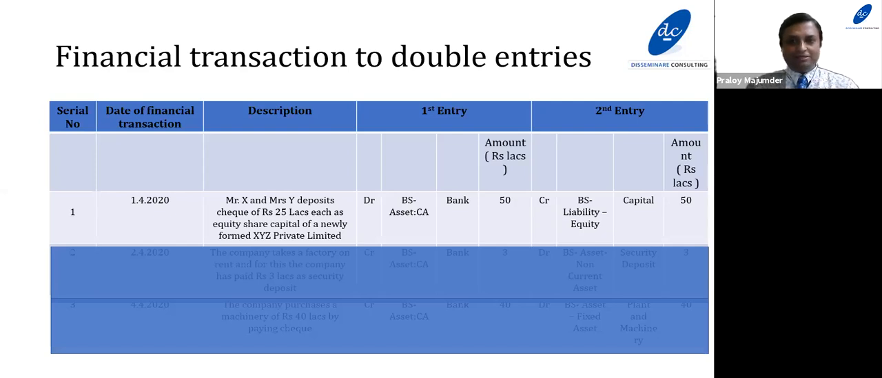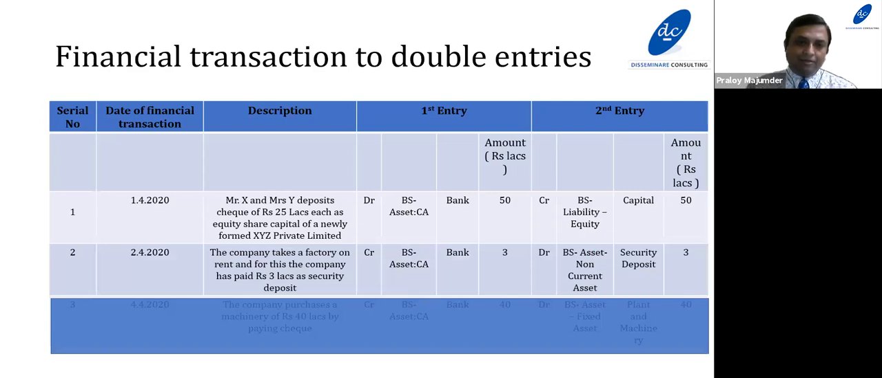Why 25 lakhs each? Second entry, if the first entry is a debit, the second entry will be credit. And it's an inflow, a temporary inflow. So balance sheet, liability, equity, capital is 50 lakhs. So this is an example where, in a financial transaction at the start of a company, if some capital is infused, that transaction would be converted into accounting entries.